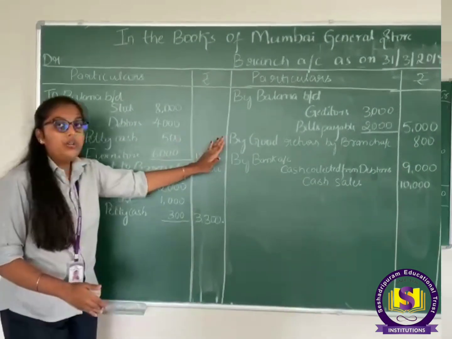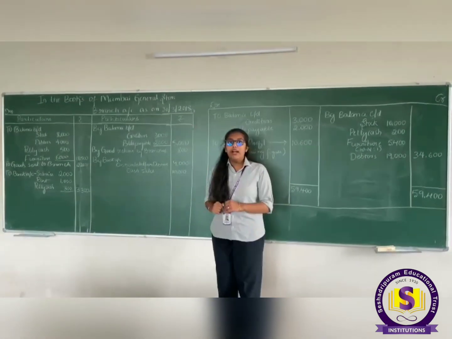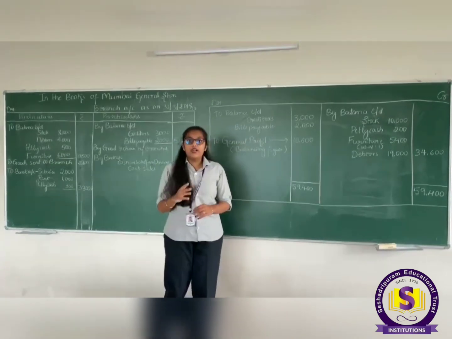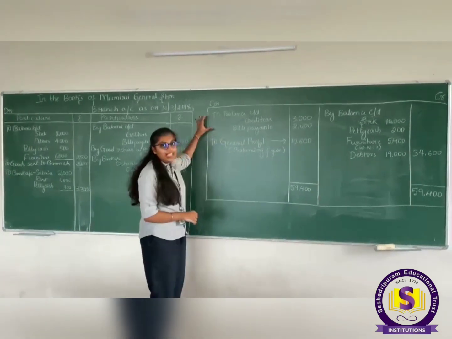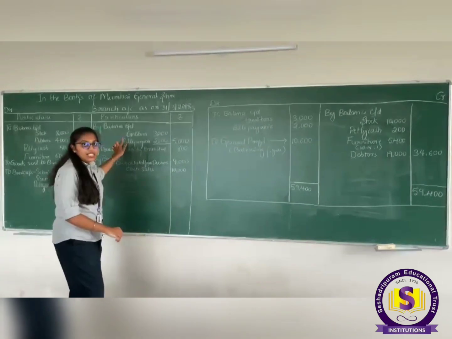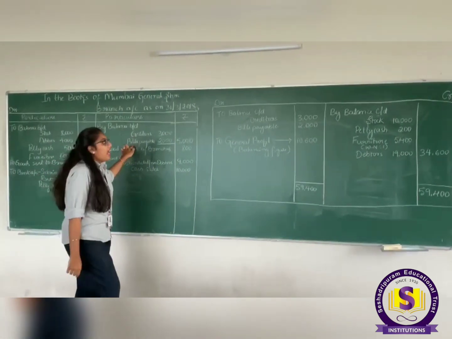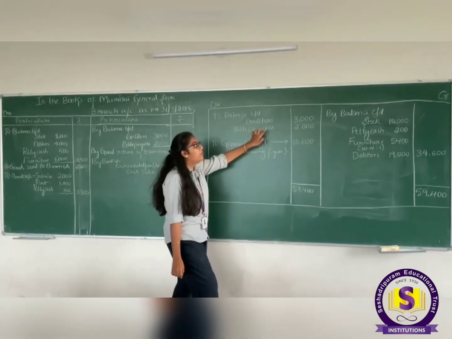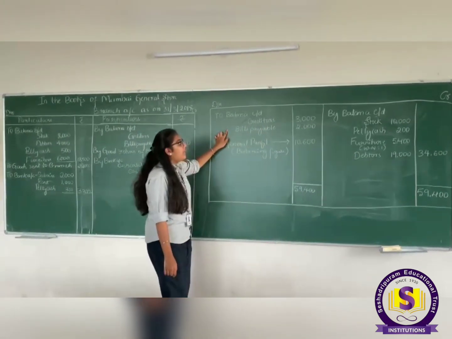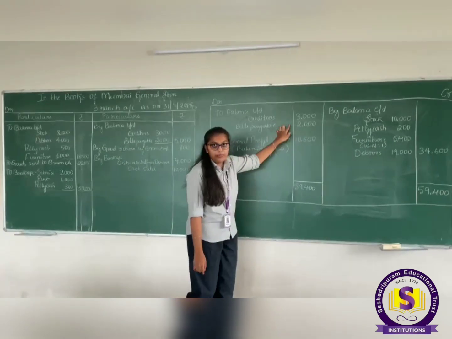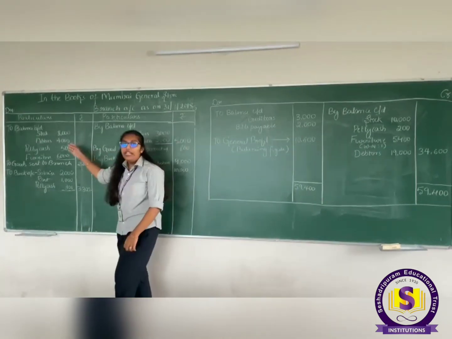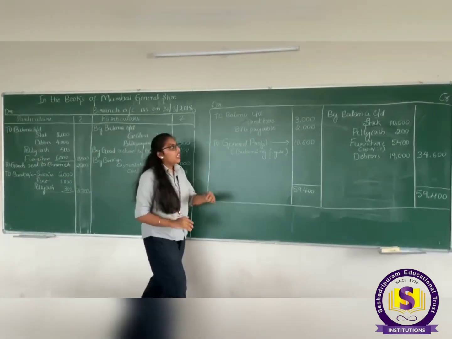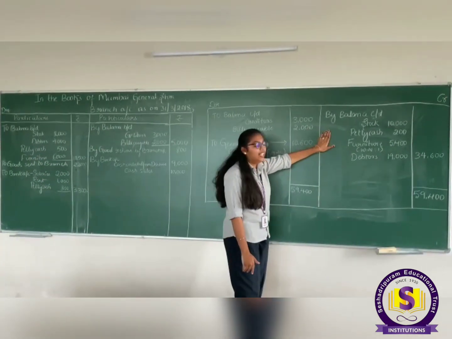And whatever opening balances of the liabilities were written in the credit side, we have to write the closing balances of the liabilities in the debit side. We have creditors as well as bills payable. In the question, they have given the closing balance of creditors as rupees 3,000 and bills payable as rupees 2,000. And we have written the opening balances of the assets in the debit side, so we have to write the closing balances of the assets in the credit side.